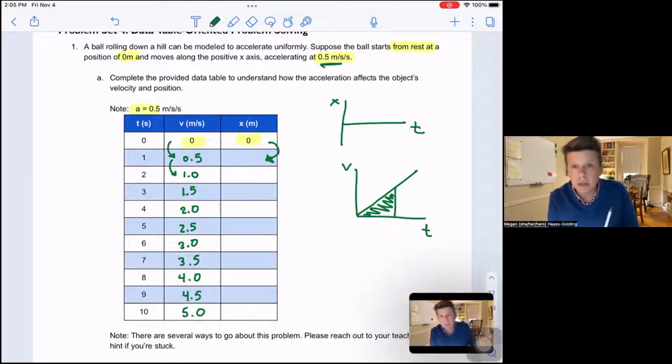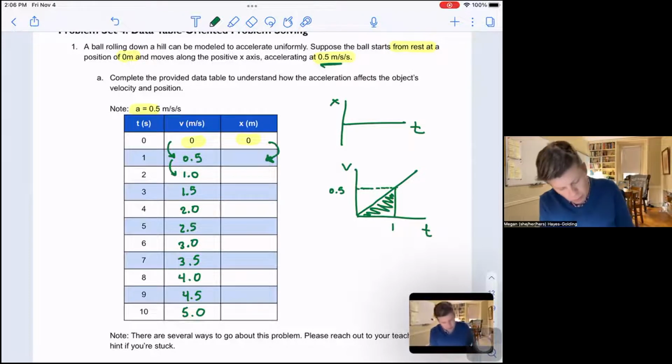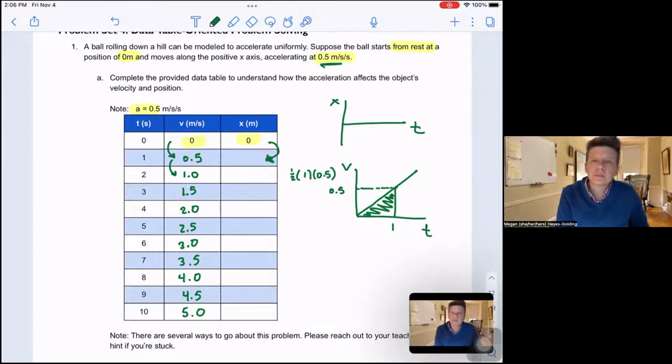So our time here on this triangle is 1 second. And at the end of that 1 second, the velocity, according to my table, is 0.5 meters per second, right? That's this. Displacement is the area of that triangle: one half base times height. Base, 1 second, times height, 0.5 meters per second, times a half. So let's see, what's half of a half? That's 1/4.